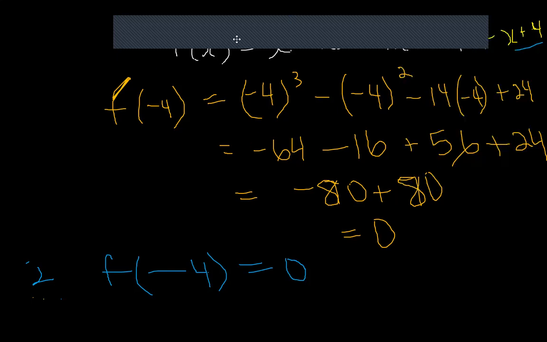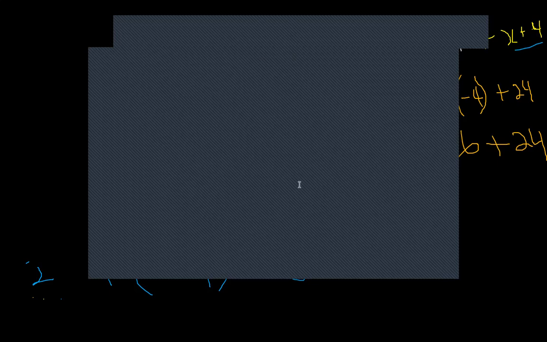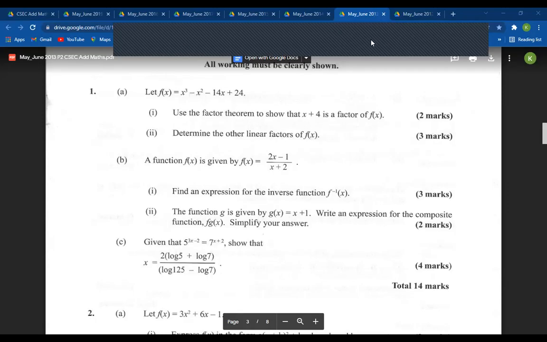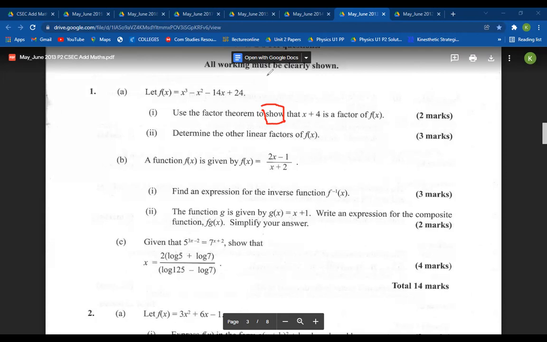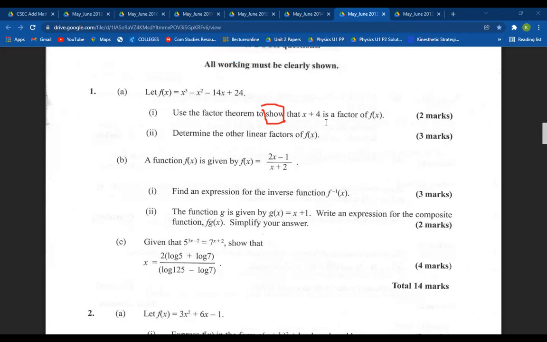Let me just show you something real quick. You see this word show, it's a minor thing, right? This doesn't really have anything to do with the topic. This is for any question where you see the word show. They said use the factor theorem to show that x plus 4 is a factor. Because they said show, that means that x plus 4 will be a factor, right? They know for a fact that x plus 4 is a factor, and they want you to show them that it is a factor.